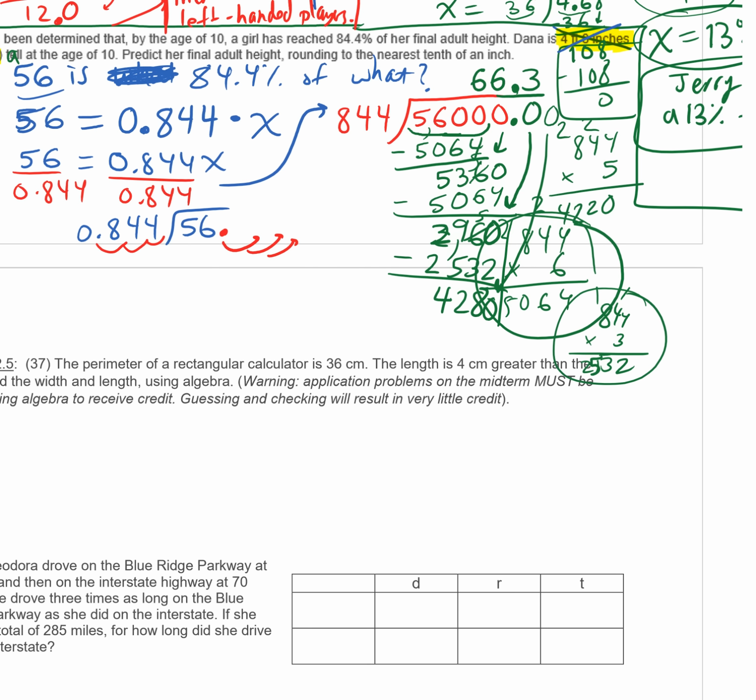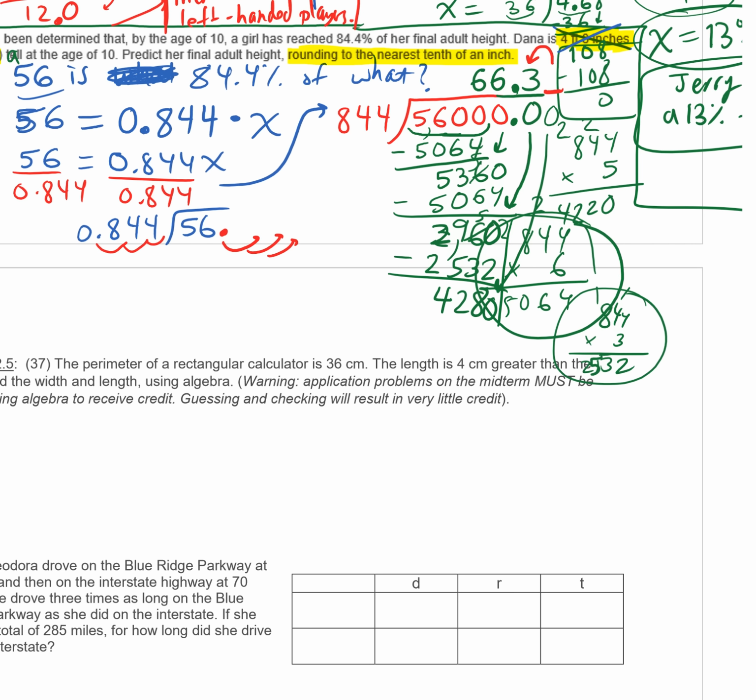Oh my gosh, you guys, I forgot that this problem says, predict her final adult height, rounding to the nearest tenth of an inch. So I'm almost done. I only need one more digit, because it will help me round: is this 3 going to stay a 3, because that's the tenths place, or is the 3 going to be rounded up to a 4? We just need one more digit.